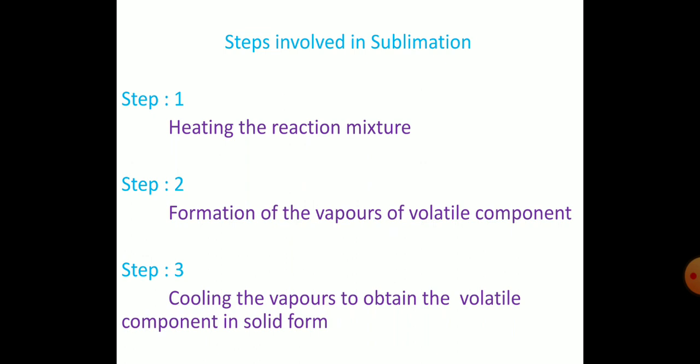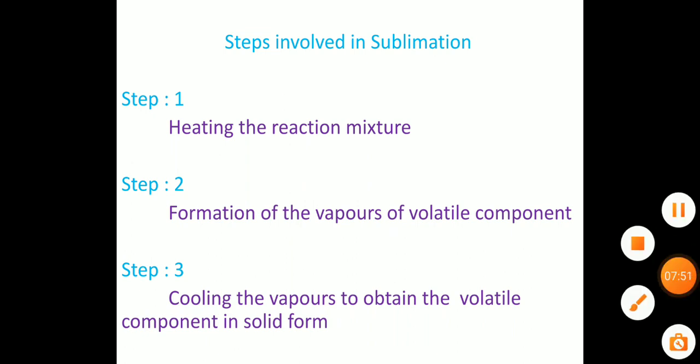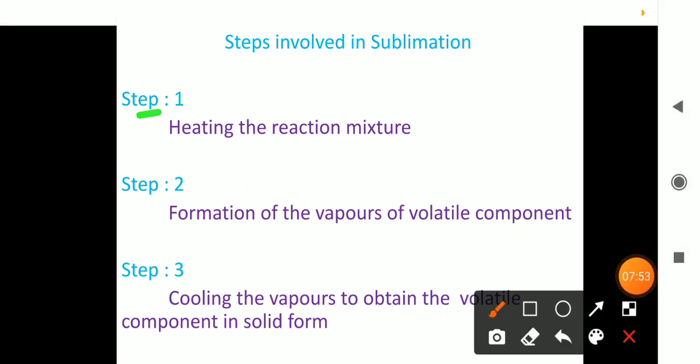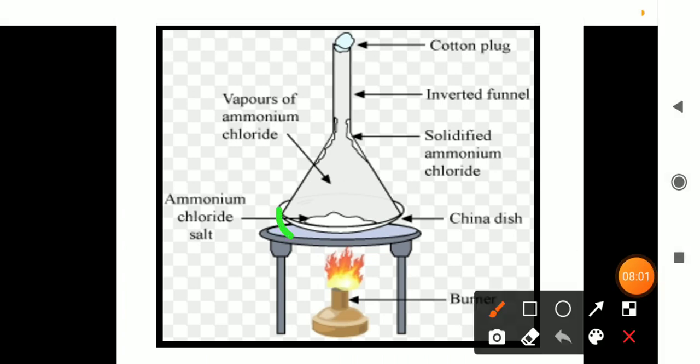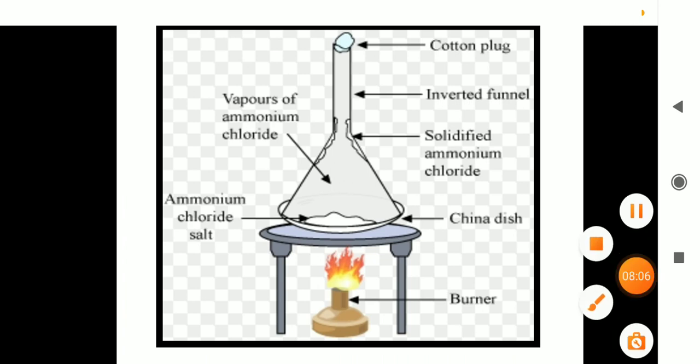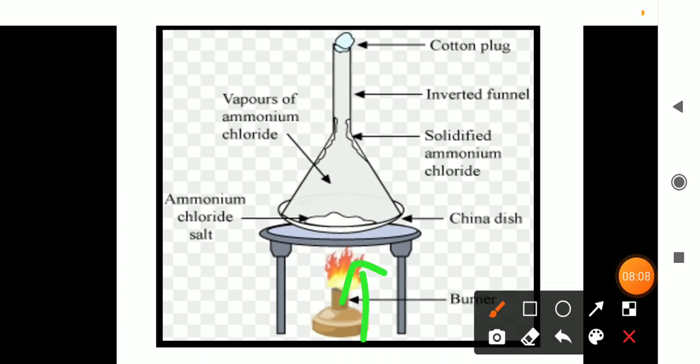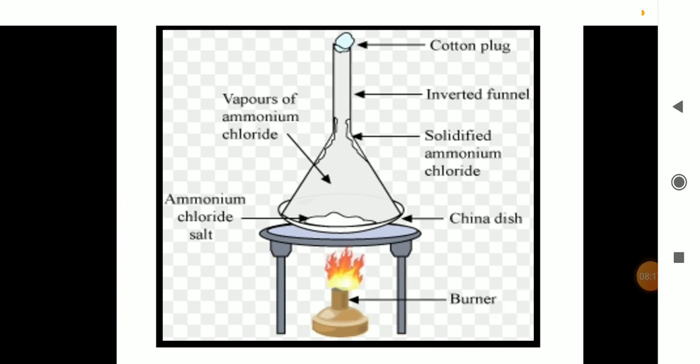Now I have listed the steps involved in the sublimation process. There are 3 steps given in the sublimation process. Let us discuss them one by one. First, have a look at step number 1. Step number 1 is nothing but heating the reaction mixture. We have to take the reaction mixture in this china dish and heat it using the burner. That is step number 1.